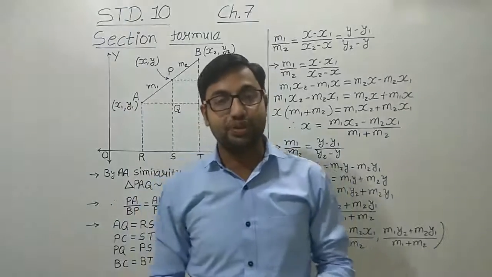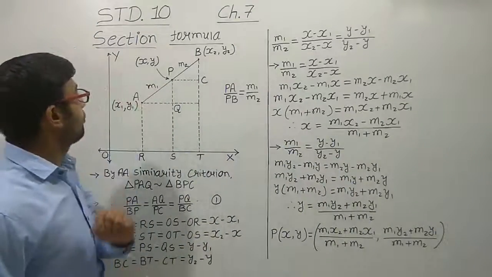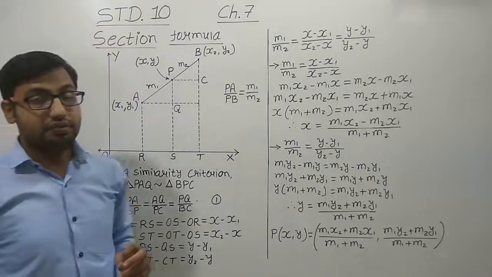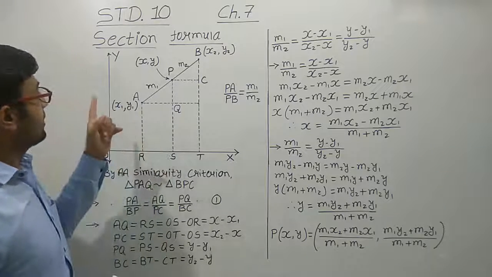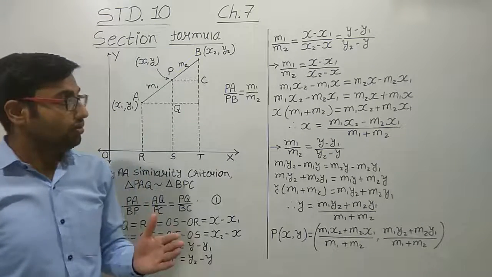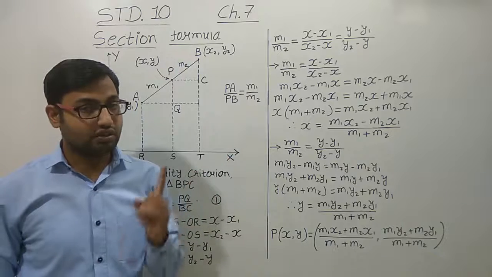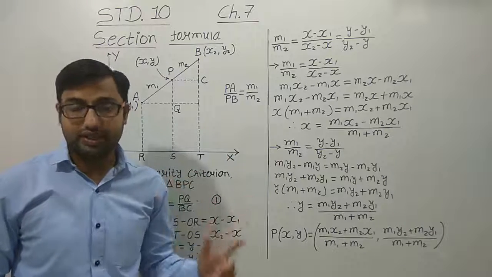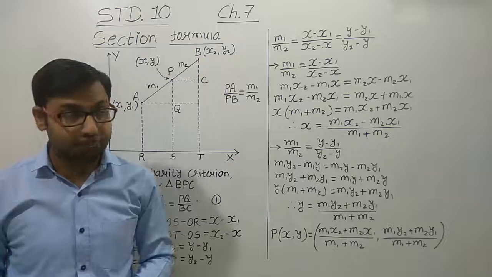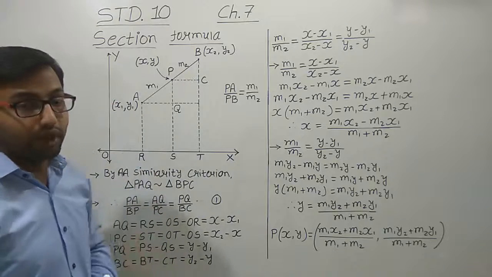Hello students, today we will study about the section formula, right? This is the topic of standard 10, chapter number 7, coordinate geometry. So in this chapter mainly three formulas are there. First one that we have already studied, that is the distance formula. This is the second formula that we have to study today.